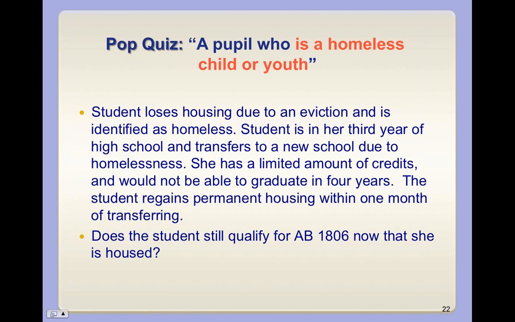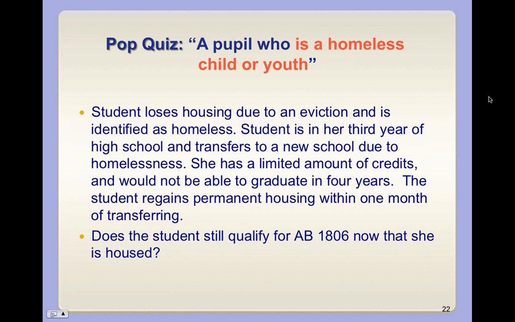So that means I did a pretty good job, but I probably could have done better, because the answer is yes. The student does still qualify for AB 1806, and that is because the student was homeless and transferred at the time that the student was homeless. So we had both of those things happening simultaneously. If the student finds housing later, that does not change the student's eligibility for AB 1806 protections. And once that student is granted the exemption because the student's eligible, if the student moves into permanent housing, that doesn't then eliminate her ability to get that exemption.